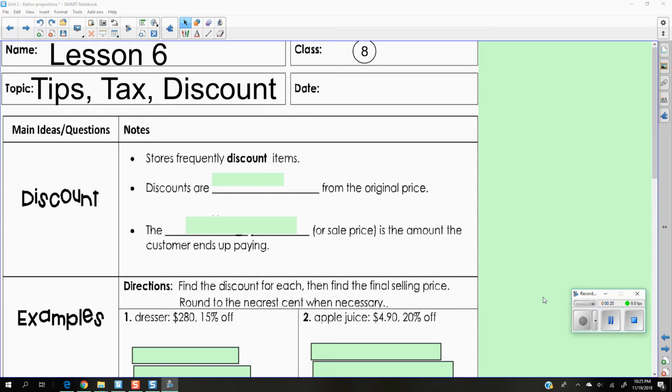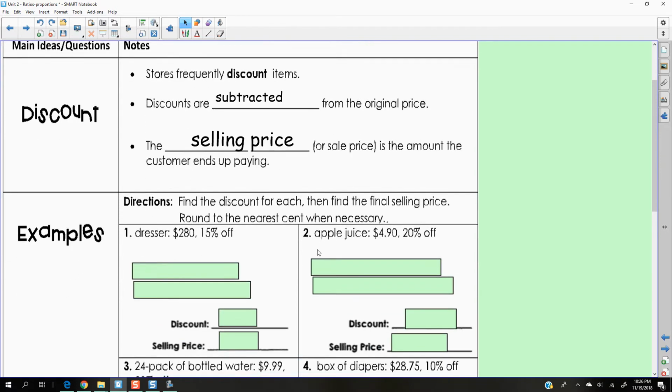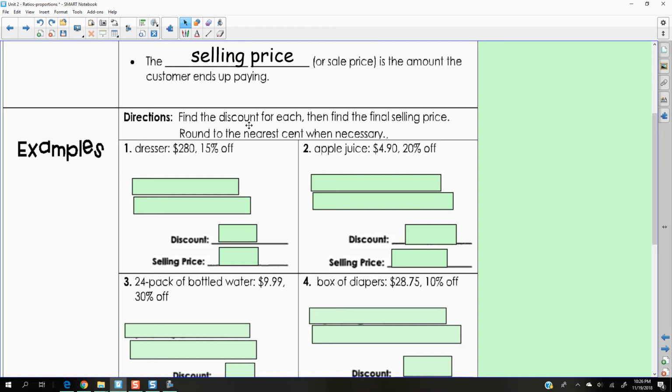Stores often discount items. When they go on sale, you get a discount. Discounts are subtracted from the original price, and the selling price or the sale price is the amount the customer ends up paying. Now we're going to find the discount for each, then find the final selling price, and round it to the nearest cent when we have to.